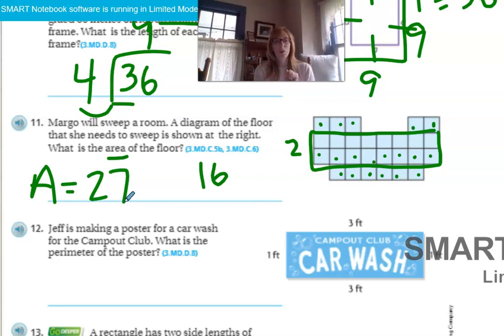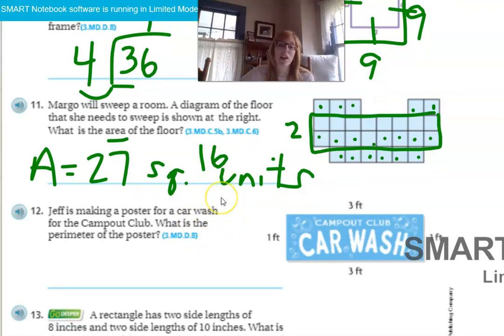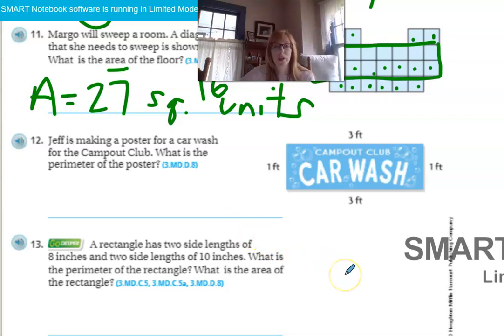Margaret will sweep the floor, the diagram of floor. What is the area of the floor? It doesn't tell us if it's square feet or square meters. So we've got area equals 27. And we'll just write square units because we know each little box is a square unit. They don't tell us feet or meters, so we're just going to label it square units because we know with area, it's going to be something squared.